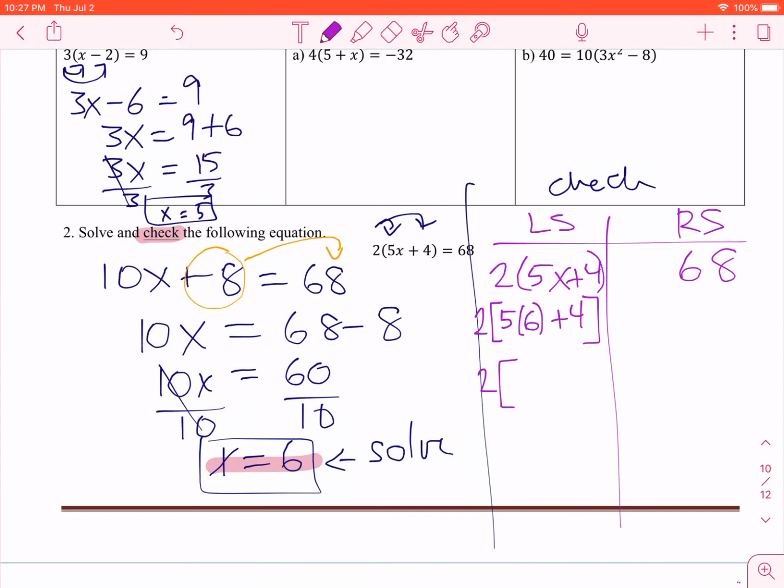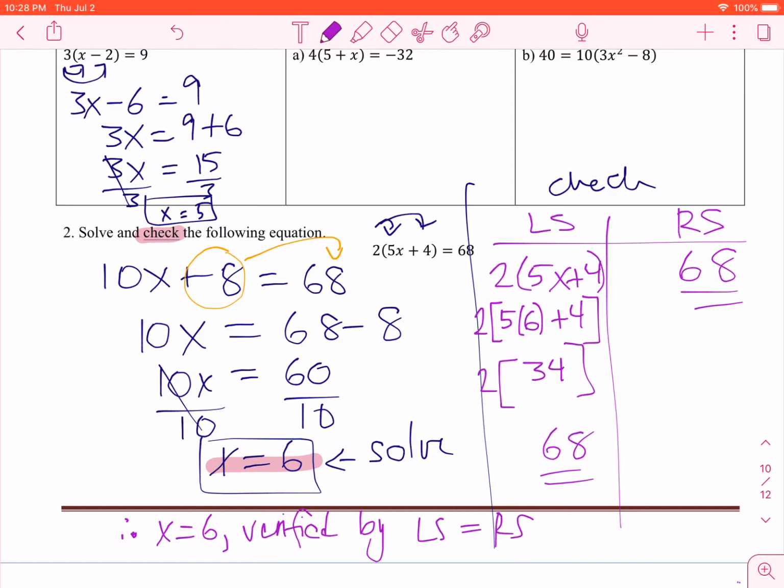So 5 times 6 is obviously 30. 30 plus 4 is 34. 2 times 34 is 68. Once you notice that your left side does balance with your right side, you can say, therefore, x is equal to 6, verified by left side equals right side check.